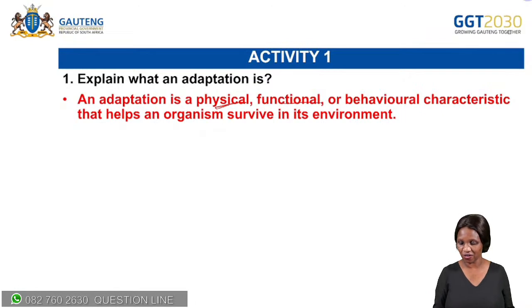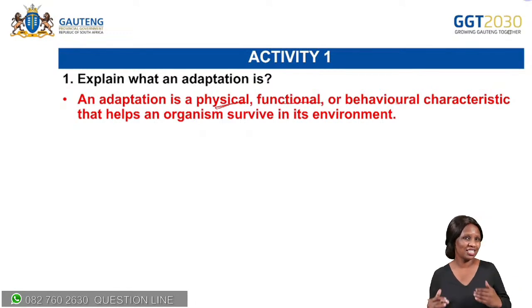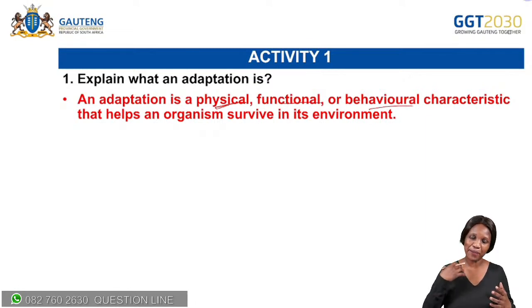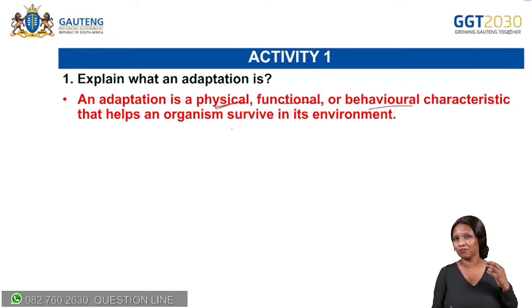And then behavioral characteristics. If we're looking at behavior, some behavior is learned. And some behavior is what? Is instinctive. All right. Learned behavior is passed from generation to generation. Do you get it? It is from the parents to the offspring. That is behavior that is learned. And then it helps an organism to survive in its environment. That is adaptation. That is gradual change.